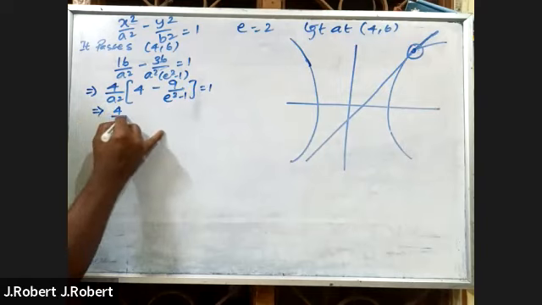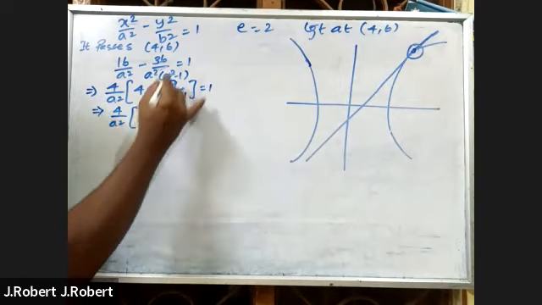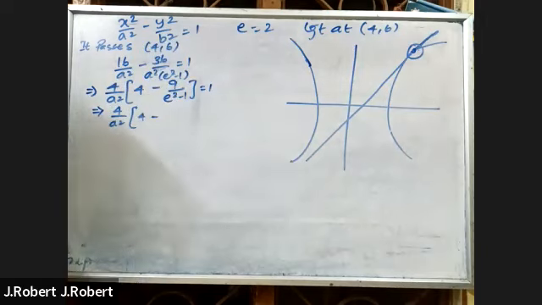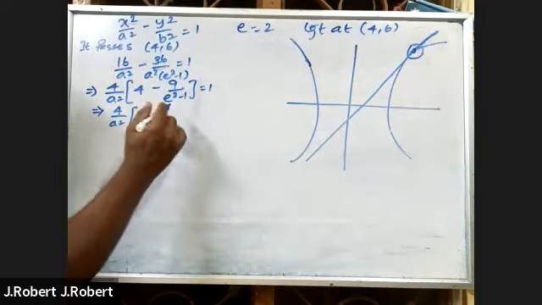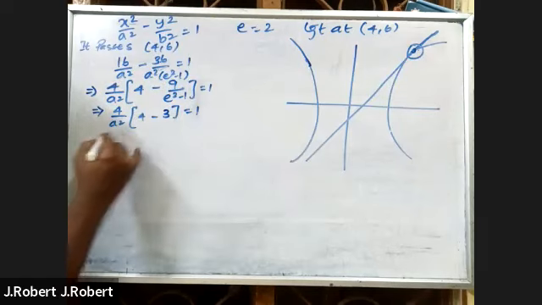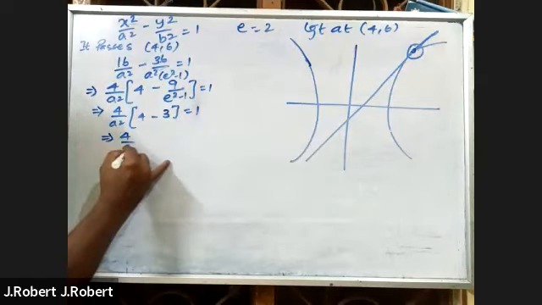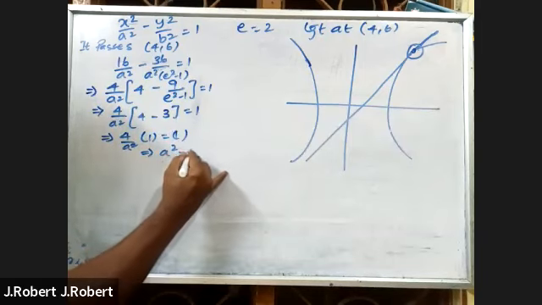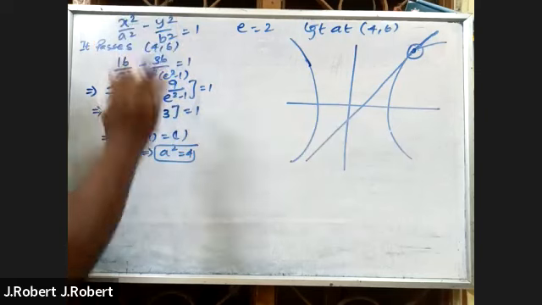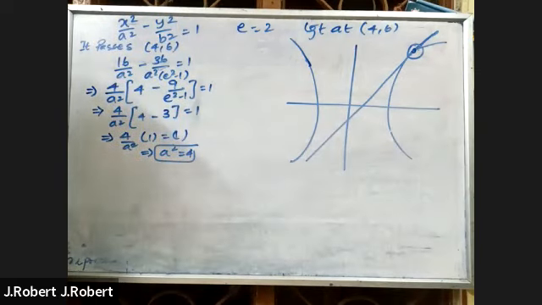This implies 4 by a squared, 4 minus 9. Your e value is 2, so e squared is 4. 4 minus 1 is 3. 9 divided by 3 is 3, so 4 minus 3 equals 1. From this we can say 4 by a squared into 1 equals 1. This implies a squared equals 4. So I found this equation: a squared equals 4.